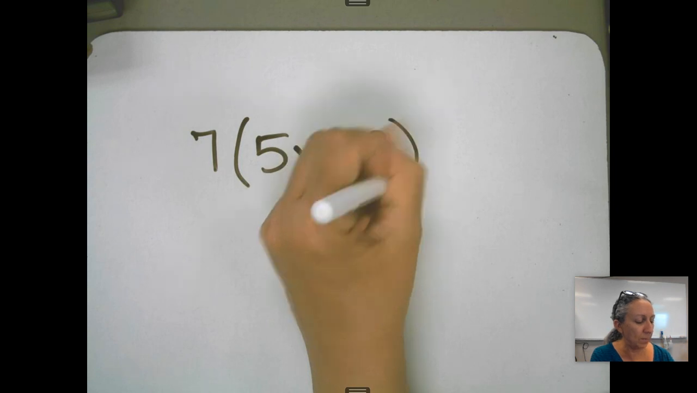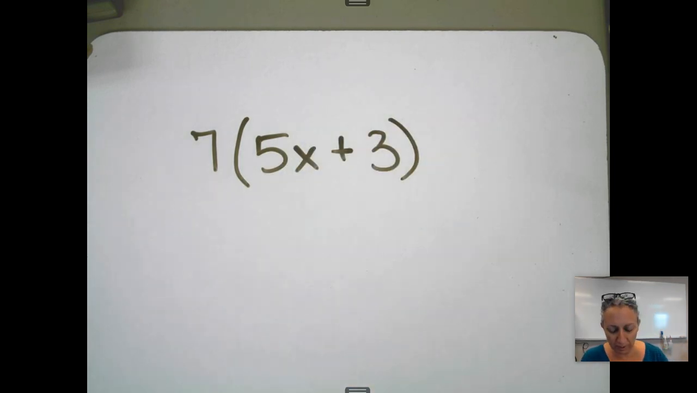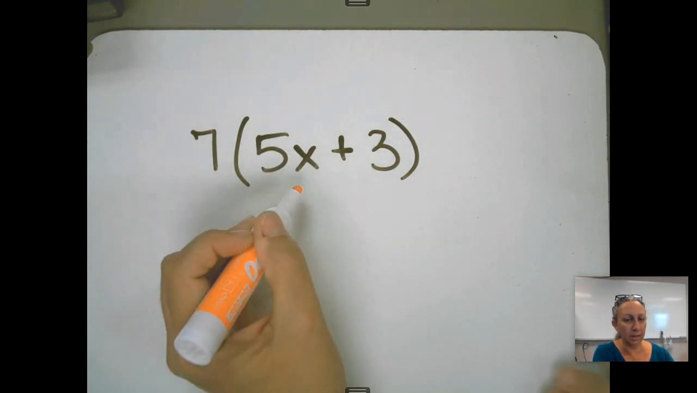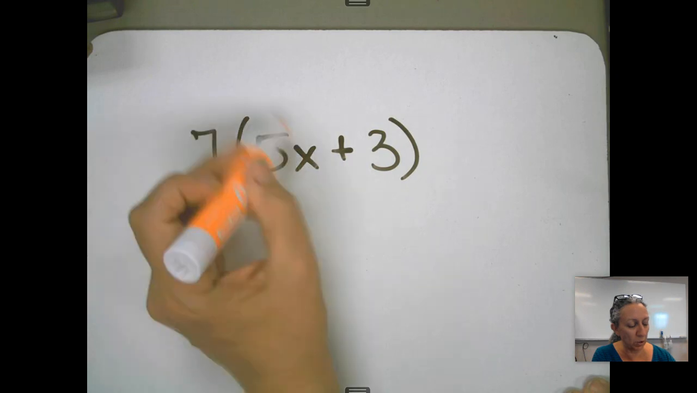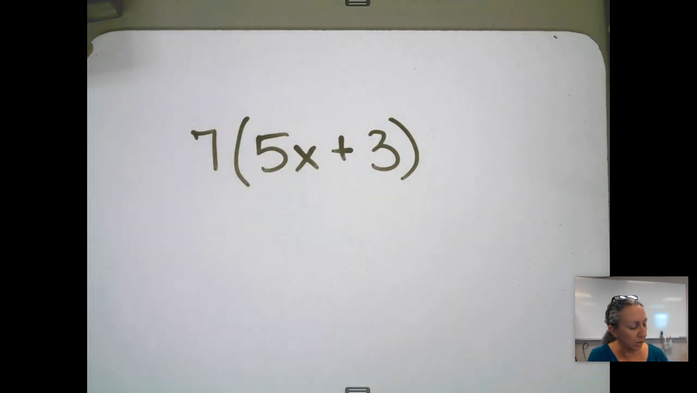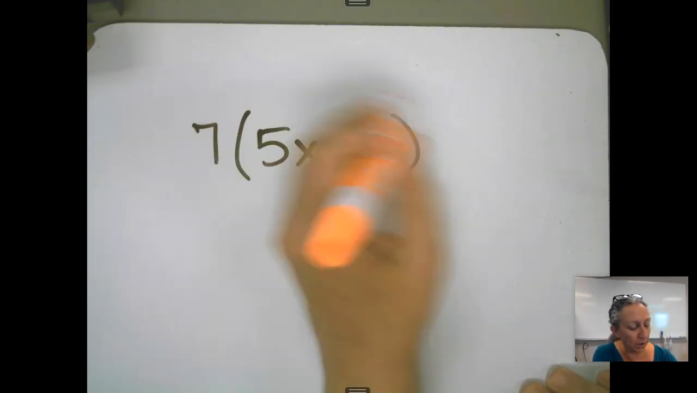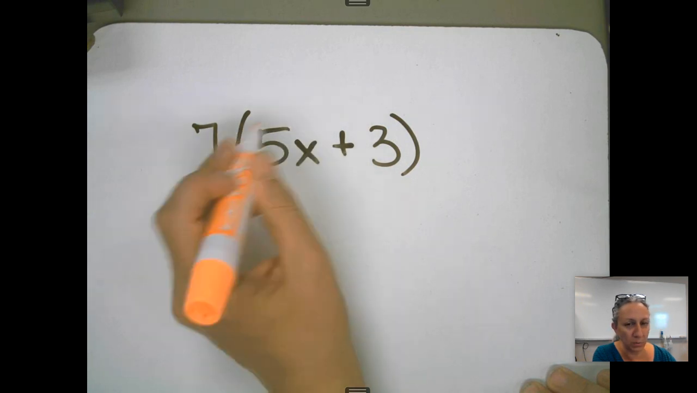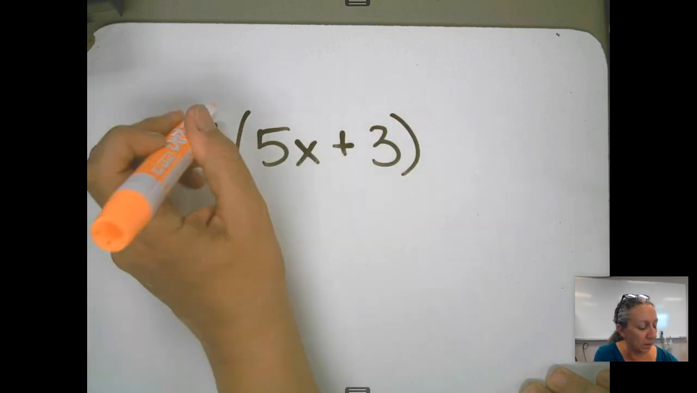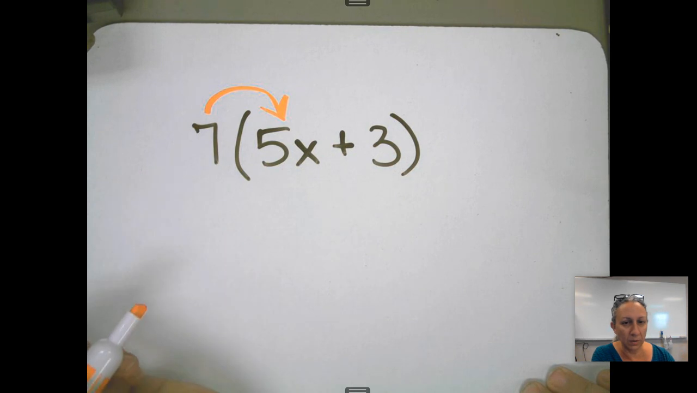We have the same problem with this one. 5x plus 3 cannot be simplified. It's already as simple as it gets. These are not like terms, you cannot combine them. So instead of doing parentheses first, we have to distribute this multiplication sign across. So 7 groups of all of these is 7 groups of this one plus 7 groups of this one. So 7 times 5x.